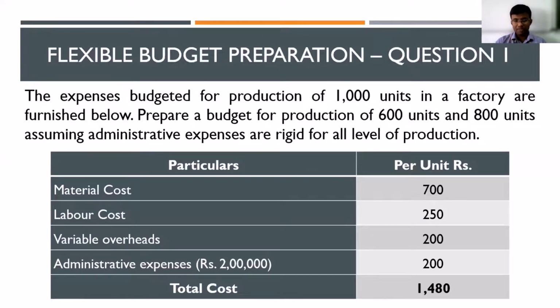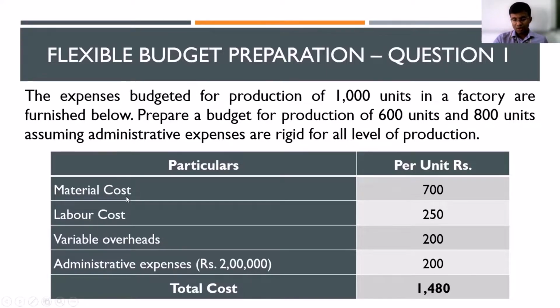Here, they have given us some details. These details are specific to the production of 1,000 units. And using this information, they are expecting us to go about with the preparation of a flexible budget for 600 units and 800 units. And they have given us some cost information. Let's look at the costs given to us.